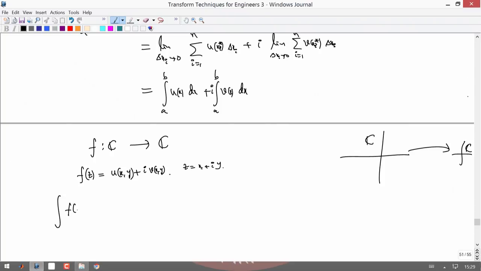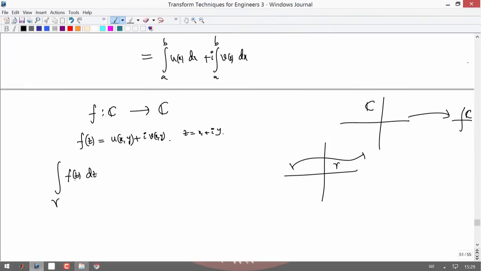Now what is the meaning of the integral of f of z dz? There is no real line here, so I do not say it is from a to b. You have the complex plane, and let me use some curve, let us say C, or let us say gamma. So gamma is the curve in the complex plane, and we integrate over gamma. How do I define this? You need to parameterize gamma. First of all, you can represent this as a definition, because there is a real and an imaginary part. You write the integral over gamma of u of x, y dz, plus i times the integral over gamma of v of x, y dz. This is a definition.